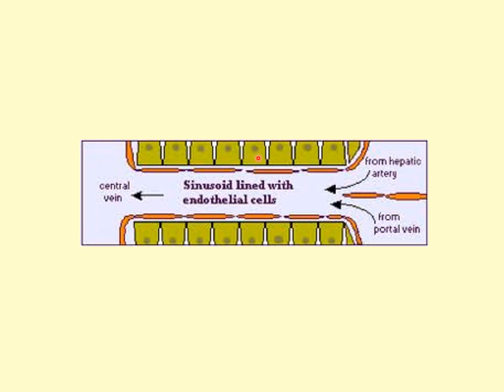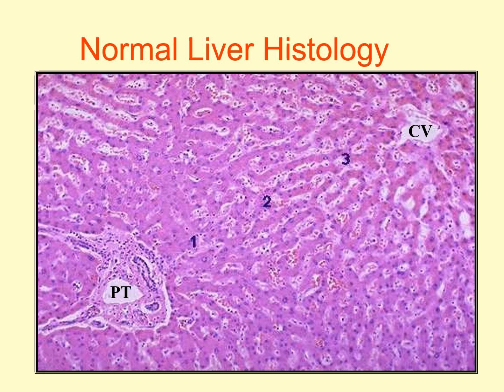These are the hepatocytes, this is the sinusoidal space, this is the endothelial lining, and from here in the sinusoidal spaces blood comes from the hepatic artery and the portal vein, and these drain into the central vein. This is what we actually see in our histology slides.